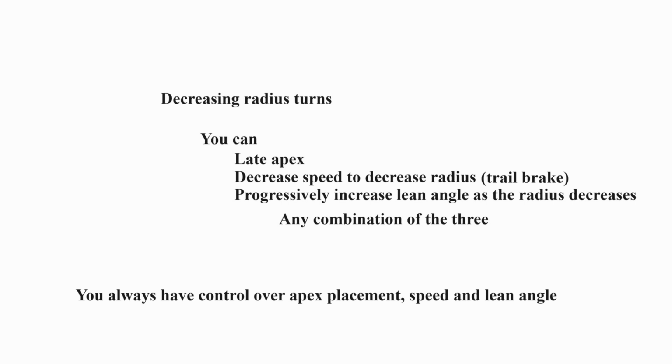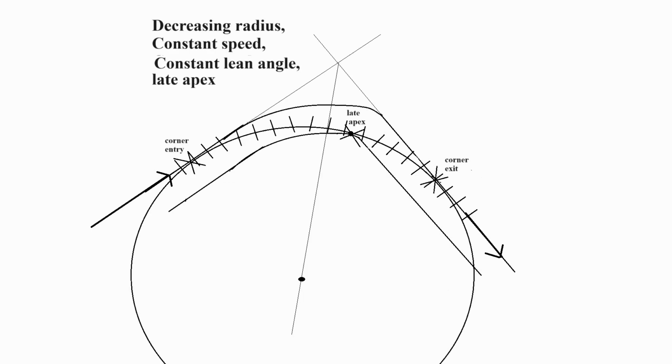There are 3 techniques for handling a decreasing radius turn. You can late apex the turn, you can decrease speed throughout the turn and turn harder toward the exit, or you can progressively increase lean angle so that you are turning harder where the radius is getting smaller. You can combine any or all 3 together. Most of you already have this nailed, but I'll go over it slowly for the newbies. We all had to start somewhere.